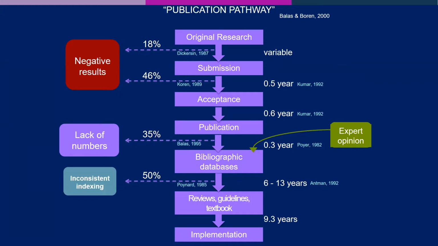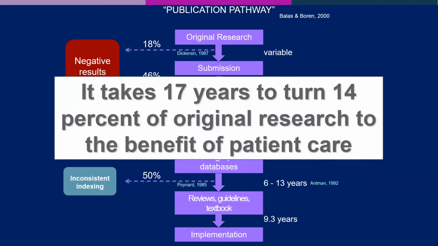On the left side of the slide, you see all the ways we lose valuable evidence, and on the right side of the slide, you see the estimate of how long it takes to get through each and every one of these steps. So the conclusion, which Cassidy just showed you, and we can show you again, is that it takes 17 years for only 14% of original research to benefit patients. It shouldn't be the case that only 14% of our evidence reaches patients and that it takes 17 years. And again, that's just the time it takes to reach half of people who could benefit.